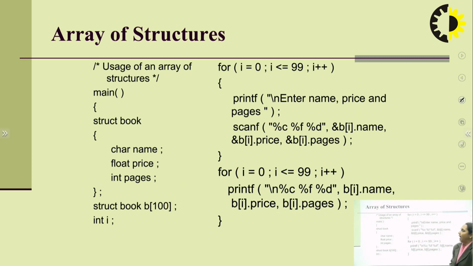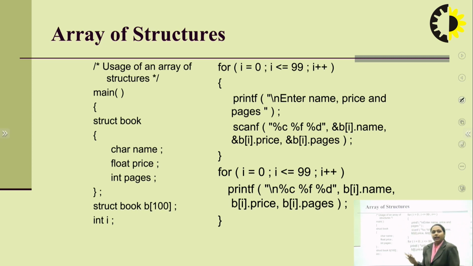Next, we have array of structures. Now, what are arrays of structures? We have discussed arrays. Arrays are a collection of similar data types. Here we are talking about an array of structures, which means the data type of the array is now a structure. The property of an array will not change. The array will store only the same data type, but the data type of the array is a structure.